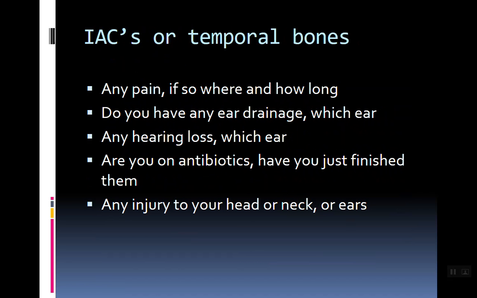IACs or temporal bones. Anybody had any experience with this yet? They're complicated a little bit, especially the reconstructions. But again, any pain, how long, any drainage from the ear, any hearing loss. Have they taken any antibiotics for the ear symptoms that they're having?